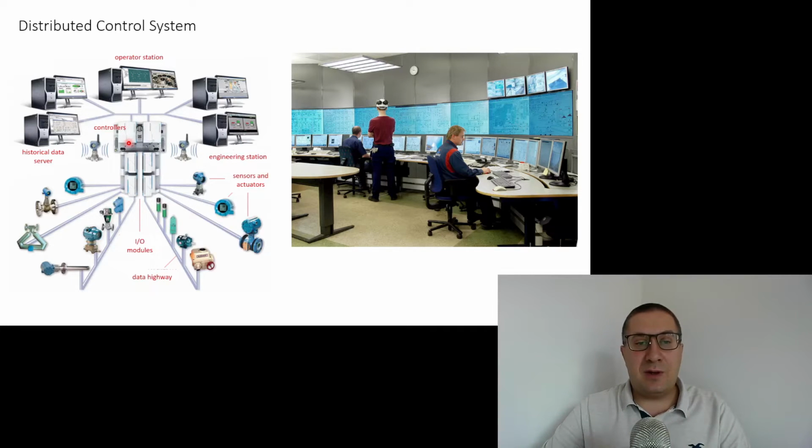Okay, moreover, we have operator stations. Operators can observe the process, can check what the values of pressures, temperatures, etc., etc. are. They can observe trends. They can observe alarms. If the temperature is too high, the operator will see the alarm on the alarm list, and he will have to react this way or another. So, using the operator stations, the operator can also react.